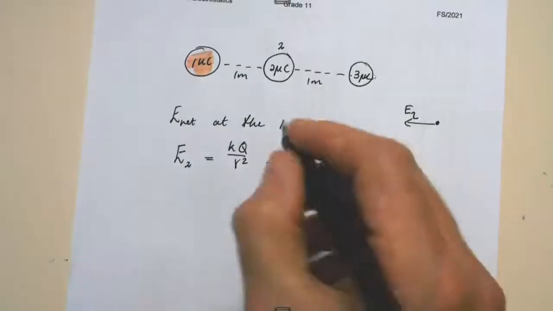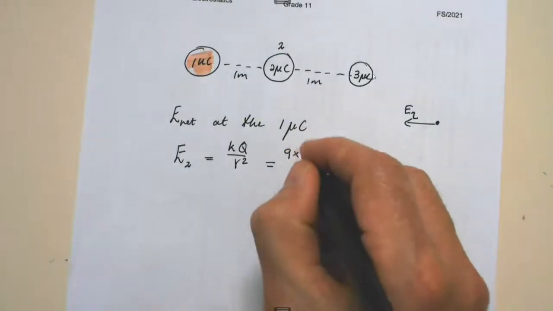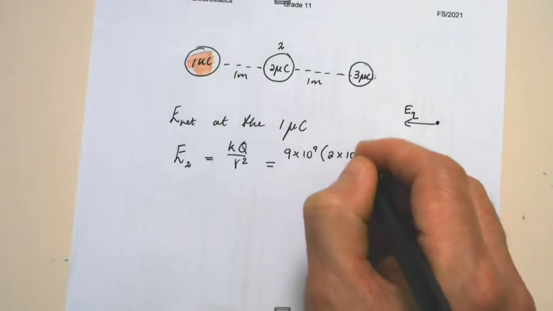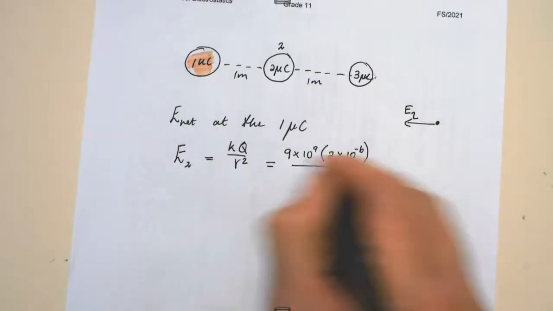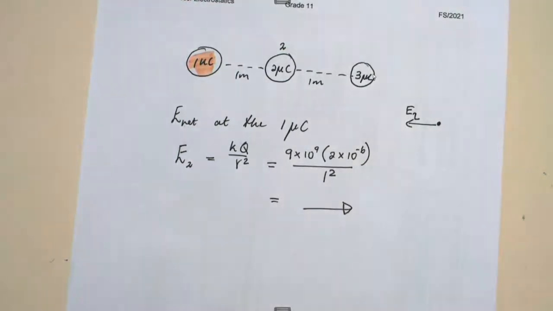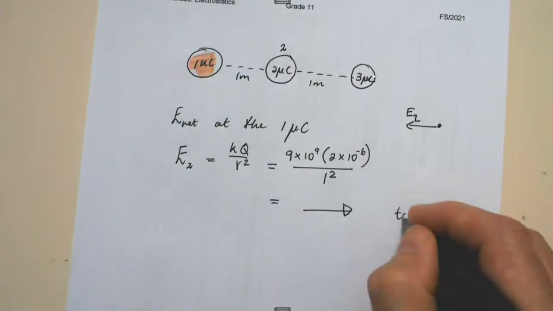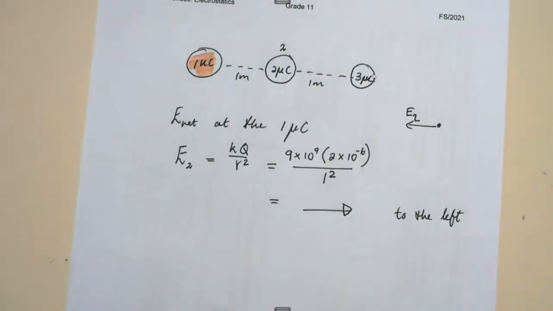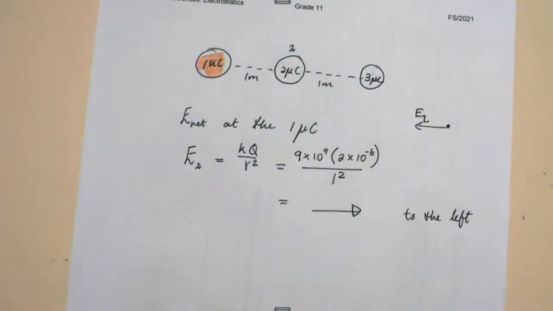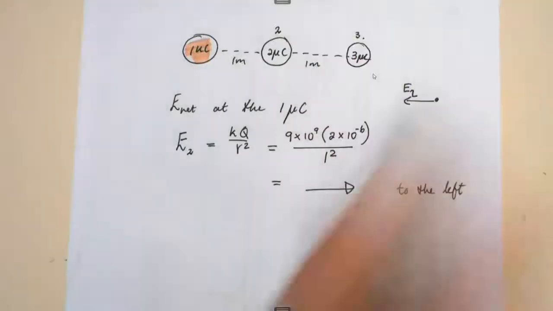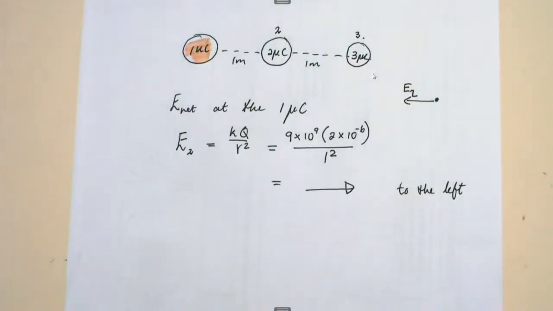Alright, now I can substitute here 9 times 10 to the power 9 multiplied by 2 times 10 to the power minus 6 over 1 squared, and I get an answer. And that will be to the left, using my positive test charge agreement.